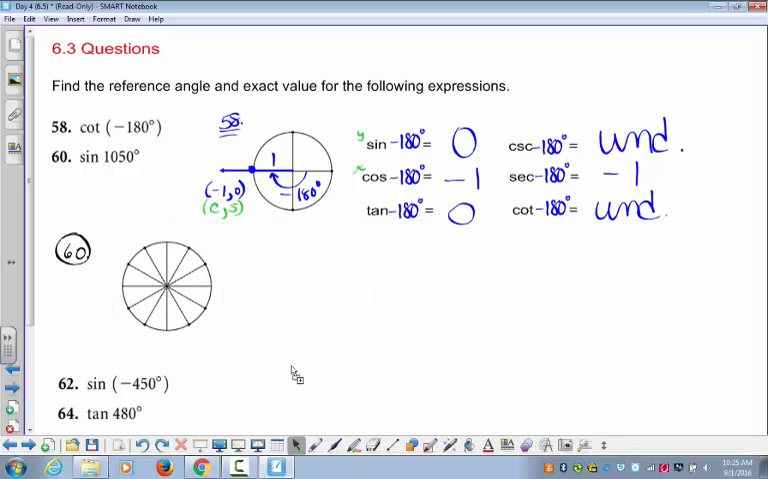And we have to just start counting. So 360 is 1 revolution. So here we go. Let's try to count, see if we can do it. So there's 360. There's 720.